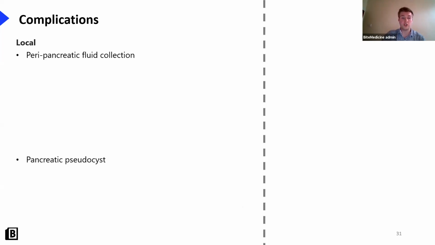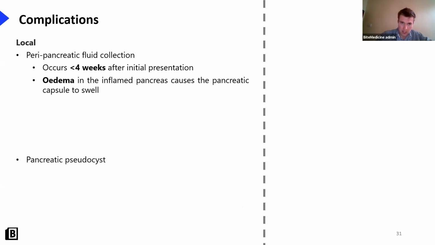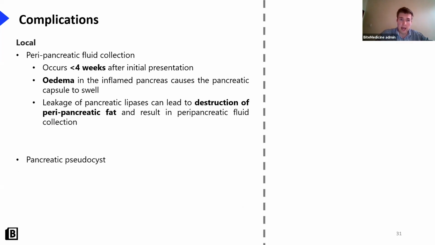Then if we move on to our other two complications that were listed in this question, so peripancreatic fluid collections. The important thing to note here is these occur less than 4 weeks after initial presentation. Essentially, edema in our inflamed pancreas causes the capsule or fibrotic capsule around the pancreas to swell, and you get leakage of pancreatic lipases out through this capsule, and they start to destroy our peripancreatic fat.